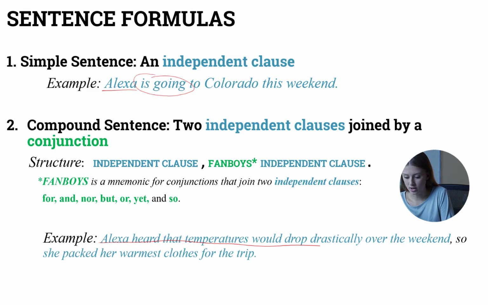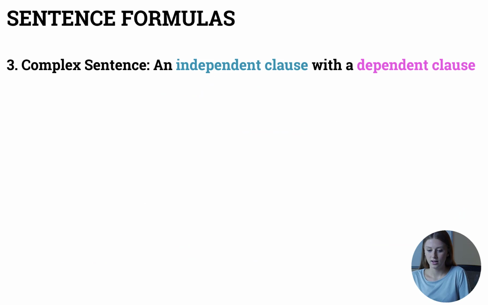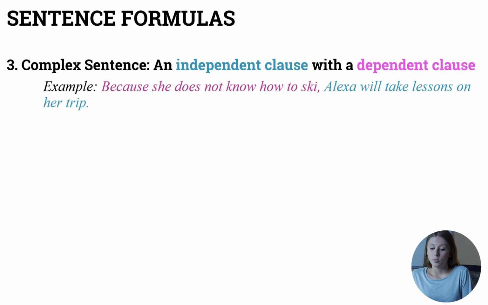Alexa heard that temperatures would drop drastically over the weekend, and she packed her warmest clothes for the trip are two independent clauses, and notice they are joined by a comma and conjunction. Next is a complex sentence, which is an independent clause with a dependent clause. Here's an example. Because she does not know how to ski, Alexa will take lessons on her trip. We have our dependent clause, because she does not know how to ski, and our independent clause, Alexa will take lessons on her trip. Notice again that after our dependent clause, we have a comma, because it introduces the sentence.